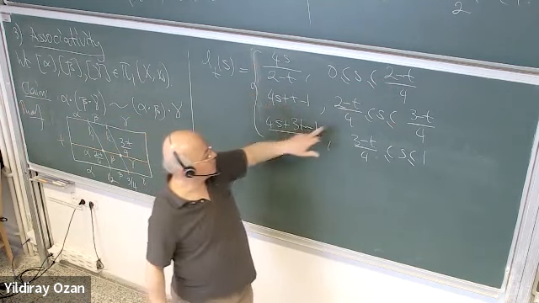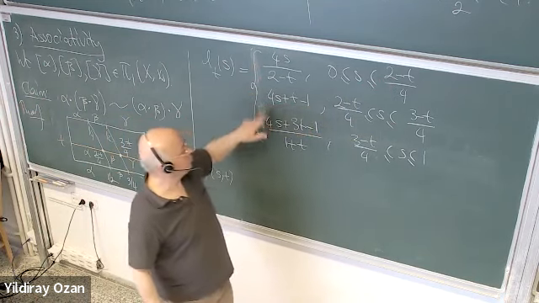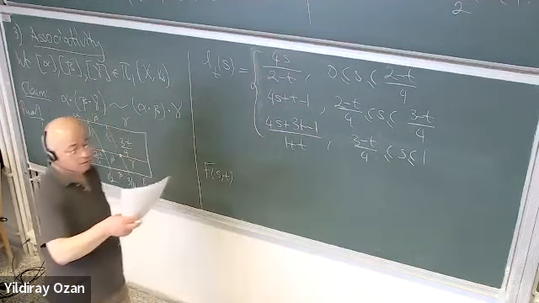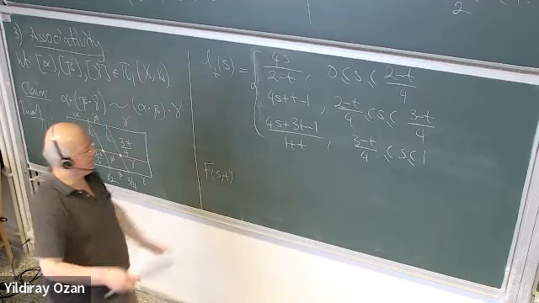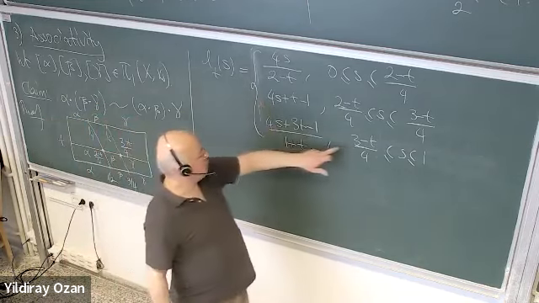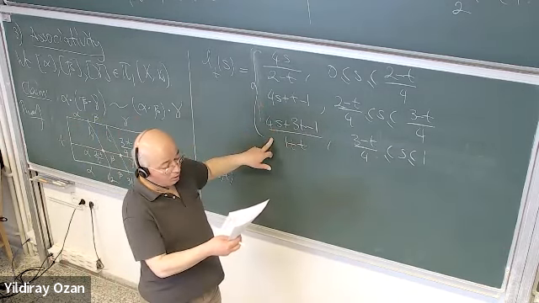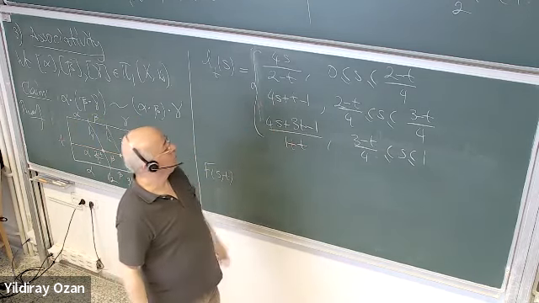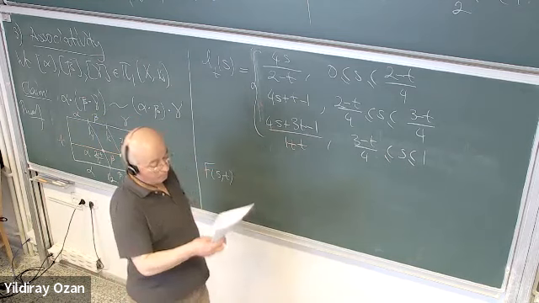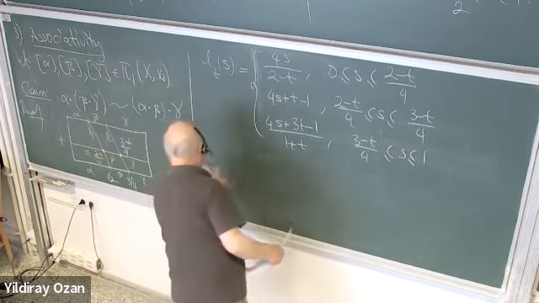This function maps this interval again to 0, 1? Or let me check. No. It maps to 1, 2. This function maps this interval to the interval 1 to 2. No. 2 to 3. Yes.